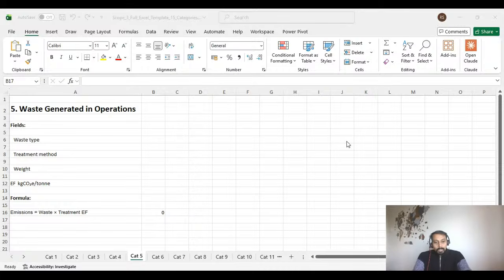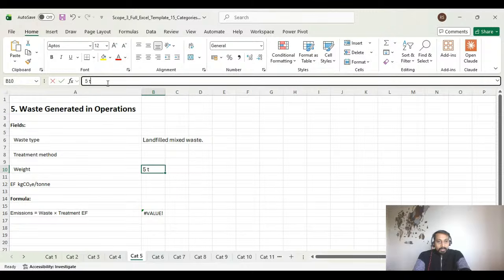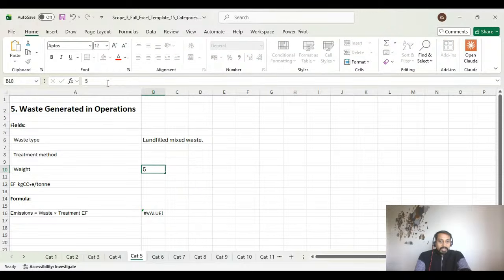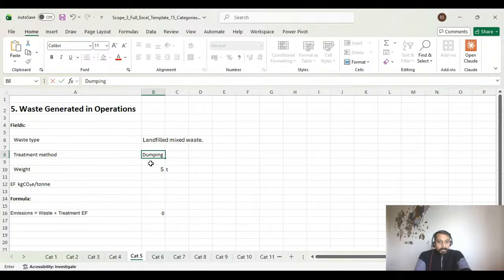For example, we have taken the waste type that is going to the landfill, and it's a mixed waste. We do not know whether it's paper or plastics or hazardous waste. We are taking 5 tons of weight. Treatment methodology, definitely it's dumping to the landfill site. So you can mention the dumping methodology.